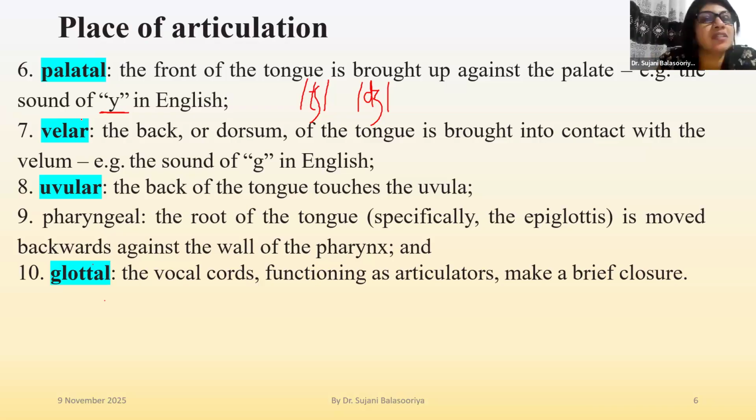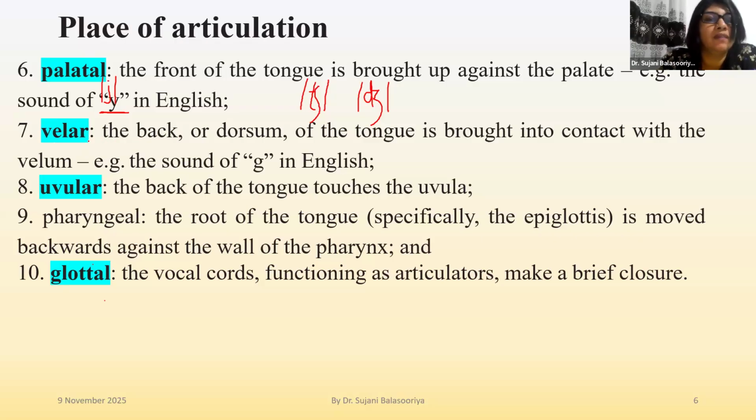And in the note, the phonetic symbol of y is this one. That is palatal semivowel. In the note, you have palatal semivowel, but please take down the palatal consonants. Because at the moment, we are talking about consonants, so you need to write about the consonants. Right. Number 7, velar. Velar consonants.